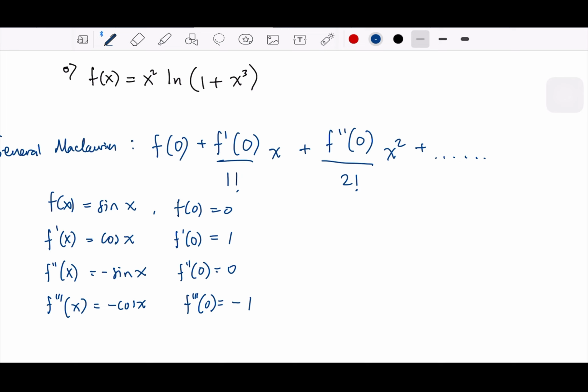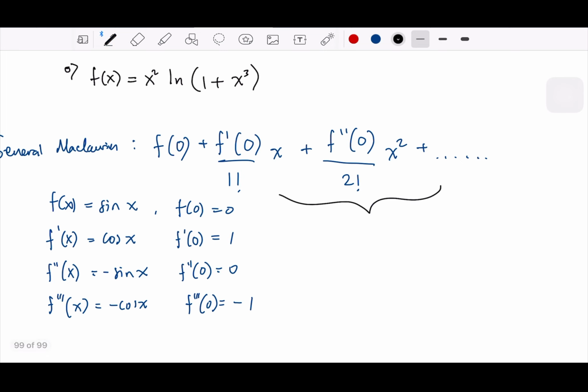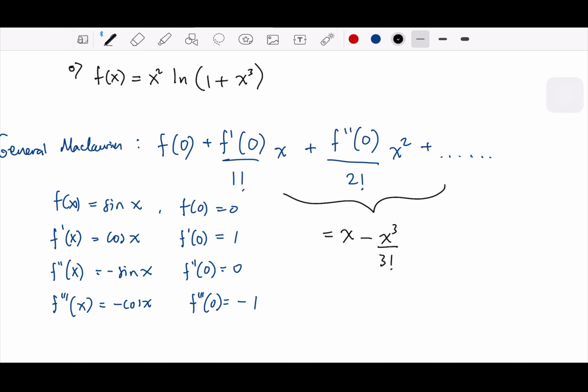Now we can write down the formulation for the Maclaurin series. We start from x, which the coefficient is 1. The second one is 0, so we skip this, and then we have another one which is the third one, and it's negative. So we will have a negative x cubed over 3 factorial. Let me just write 1 factorial so you will see the pattern here.